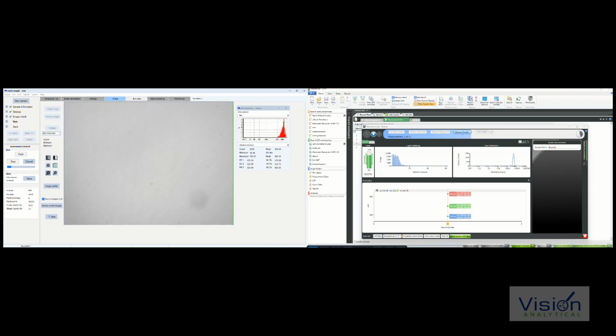But when you look at the Hydro Insight, we go to number weighted, we definitely see there's a large population of small particles. These are all these small particles that you see here.